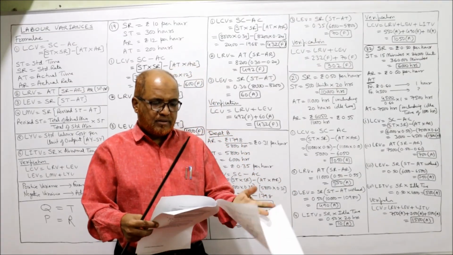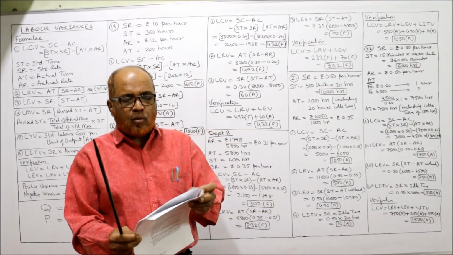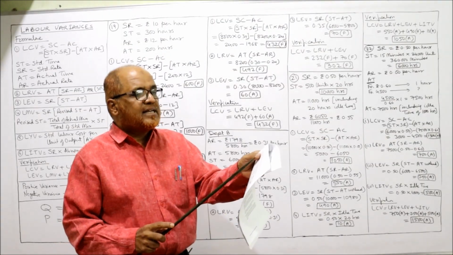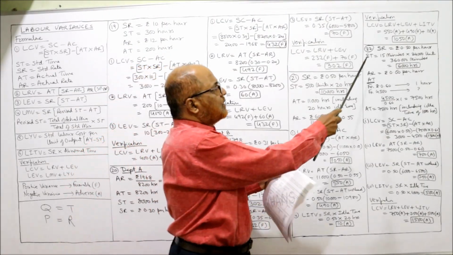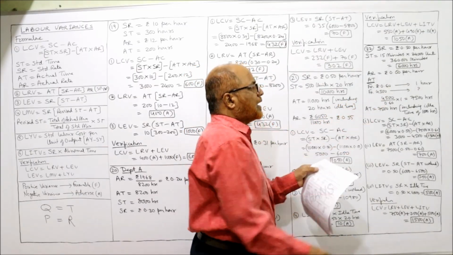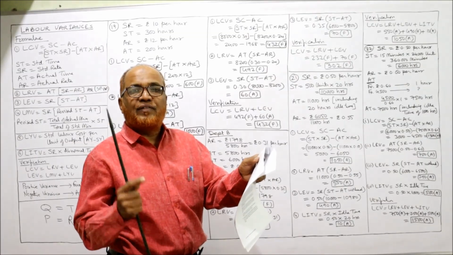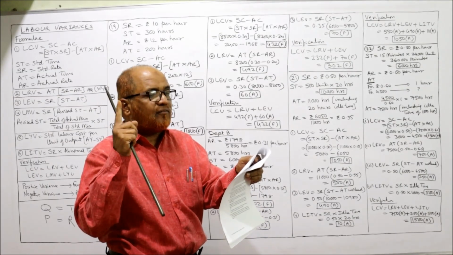One more problem. 22nd problem. 1 unit of X required 15 minutes of labor at 50 paisa per hour. See, standard rate 50 paisa per hour. So SR is equal to 0.50 per hour. Standard time is 15 minutes. 15 minutes we require for 1 unit.